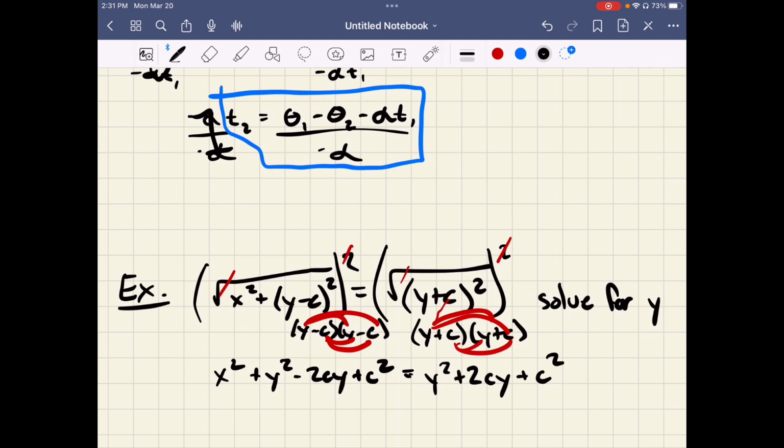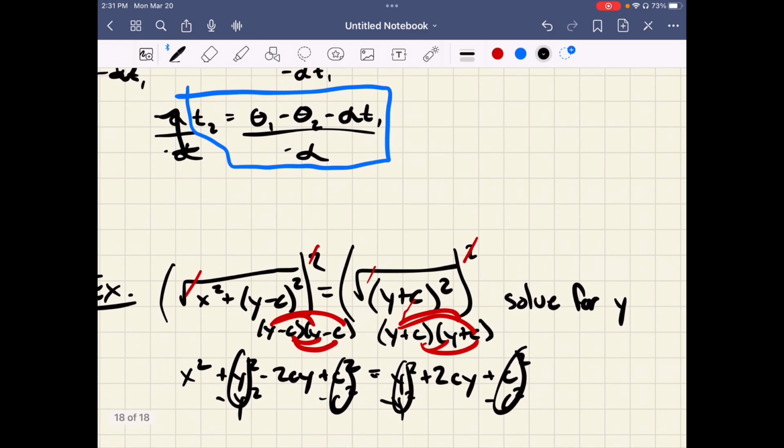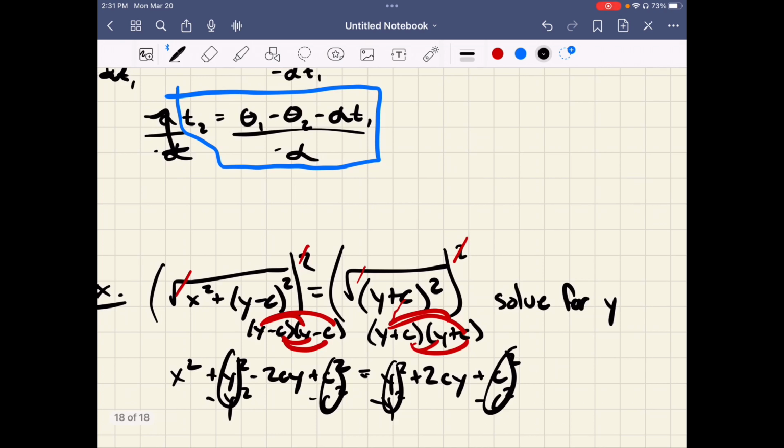Now, here's what is nice, and here's what's pretty interesting for us. That becomes a 0. That becomes a 0. That becomes a 0. And that becomes a 0. So what I'm left with is something a little easier to work with, and that is x squared minus 2cy equals 2cy. Add 2cy to both sides. Those turn into a 0, and now you have x squared equals 4cy.